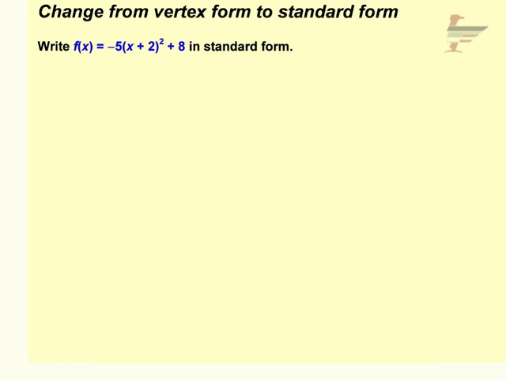And lastly, we'll look at changing from vertex form to standard form. So again, I know this is in vertex form because I have a nice quantity squared. There's my h, negative 2, and my k, positive 8.